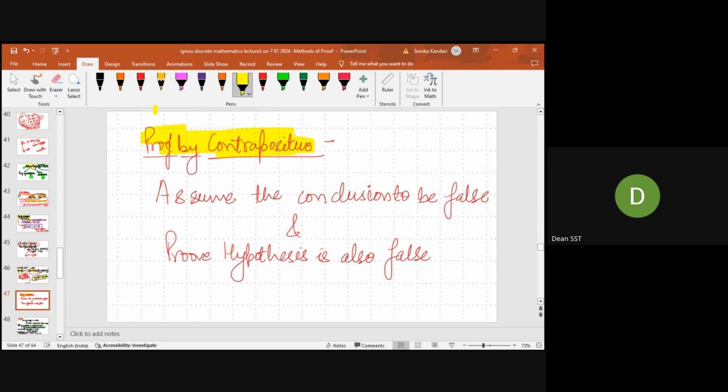So what we have to do? We have to assume the conclusion to be false, and then we will prove the hypothesis is also false.